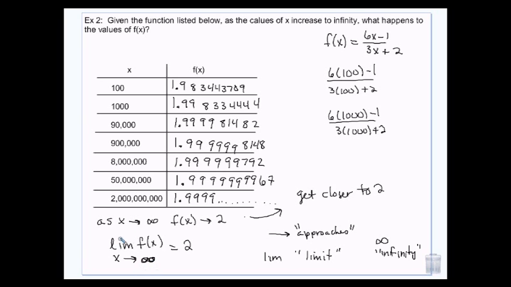Okay, so you can have functions that approach a number. It will never get there, but essentially at this point it's basically 2. You've got a bazillion 9s after a 1. Essentially it's 2, but it's not 2.